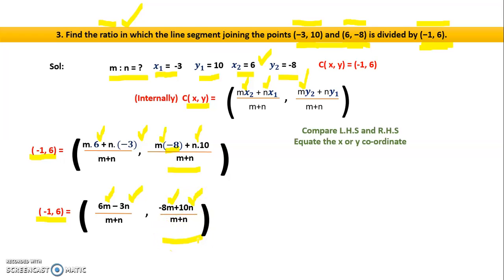Coming to the next step, compare the LHS and RHS. You should observe that when you equate two points, the corresponding x coordinates and corresponding y coordinates are equal. That is why we equate the x or y coordinate. I equate only one coordinate here, the x coordinate. Here the x coordinate is -1, and here the x coordinate is (6m minus 3n) by (m plus n). So I equate these two values.